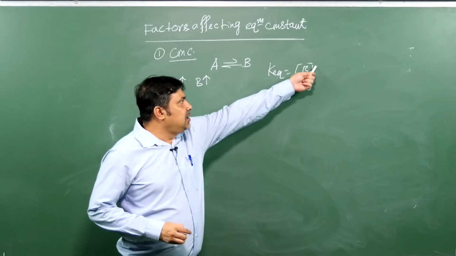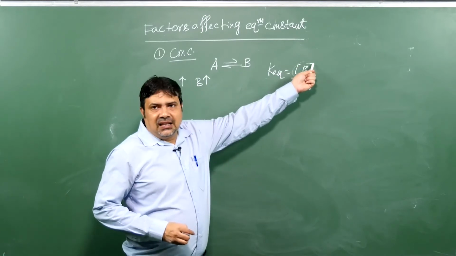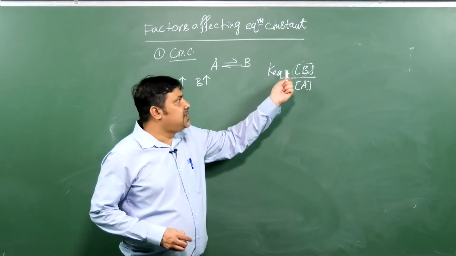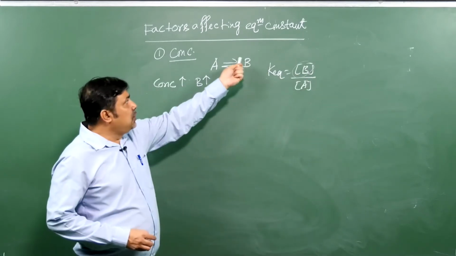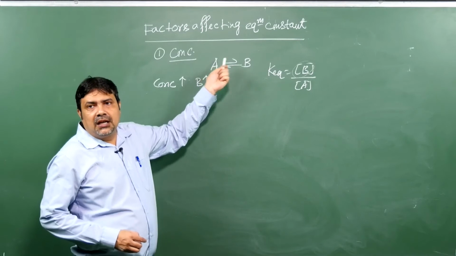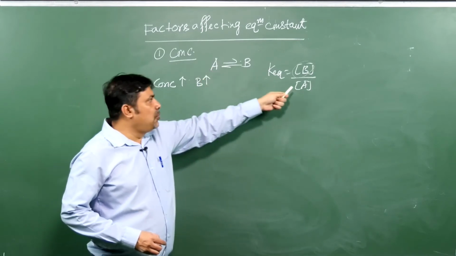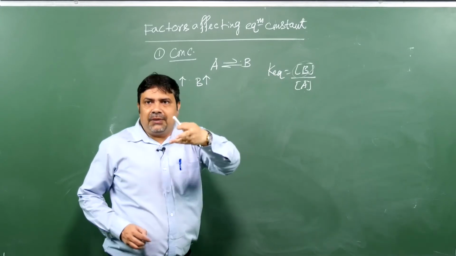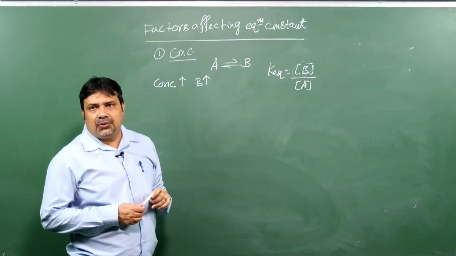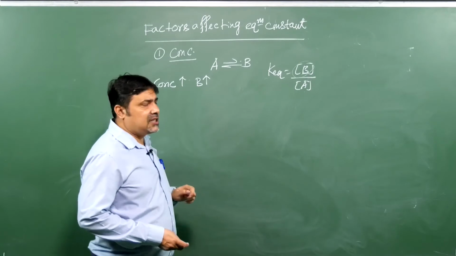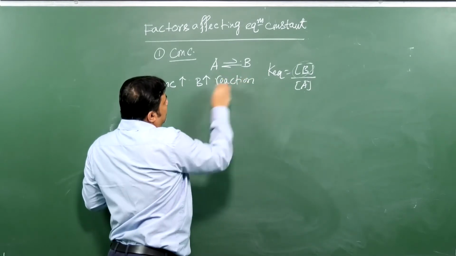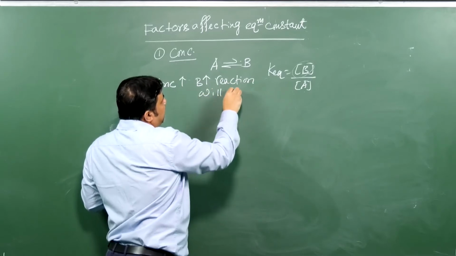Now suddenly, if this concentration is increased, then this ratio has to change, but the equilibrium constant cannot change. Immediately, the reaction will go in the backward direction, and more A will be formed. When more A is formed, this ratio will be the same value. So that is why the equilibrium constant will be the same value. That means if you increase the concentration of B, the reaction will go in the backward direction.